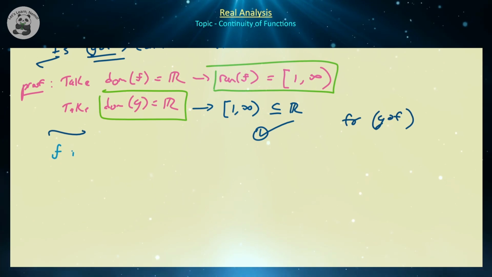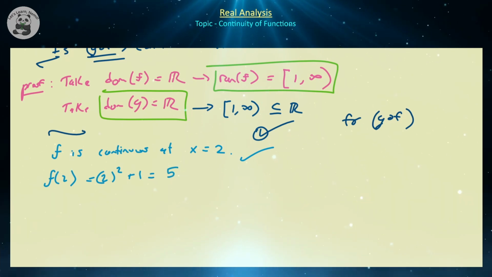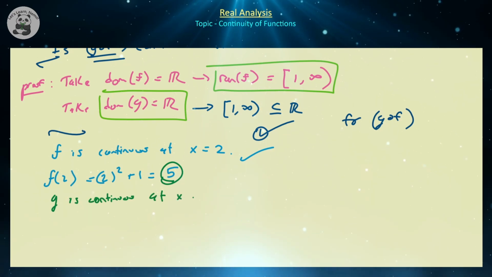Let's check the other things. Keep in mind f must be continuous at the point of interest, x equal to 2. That's obviously true because f is a polynomial. But what is f of 2? f of 2 is equal to 2 squared plus 1, which is equal to 5. And we need to make sure that g is continuous at f of 2, which is 5. So g is continuous at x equal to 5, because it's a polynomial, therefore it's continuous on R, and 5 is an element of R, so that is satisfied. Those are our 3 criteria.